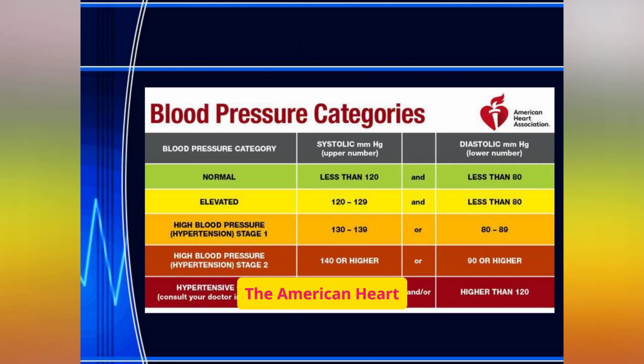The American Heart Association provides clear guidelines for blood pressure categories. We'll review these categories to understand the stages of hypertension. Categories include normal, under 120/80; elevated, 120-129 over under 80; stage 1, 130-139 over 80-89; and stage 2, 140/90 or higher.